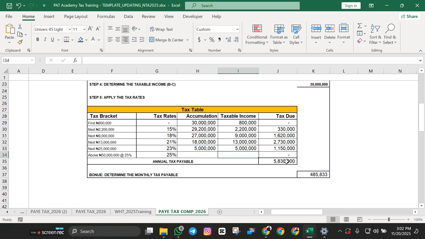So that means on an annual basis, this employee will be paying 5,830,000 naira annually, and monthly he will be paying 485,833 naira per month. That is how simple it is to compute tax payable by an employee based on the new Nigerian Tax Act of 2025.